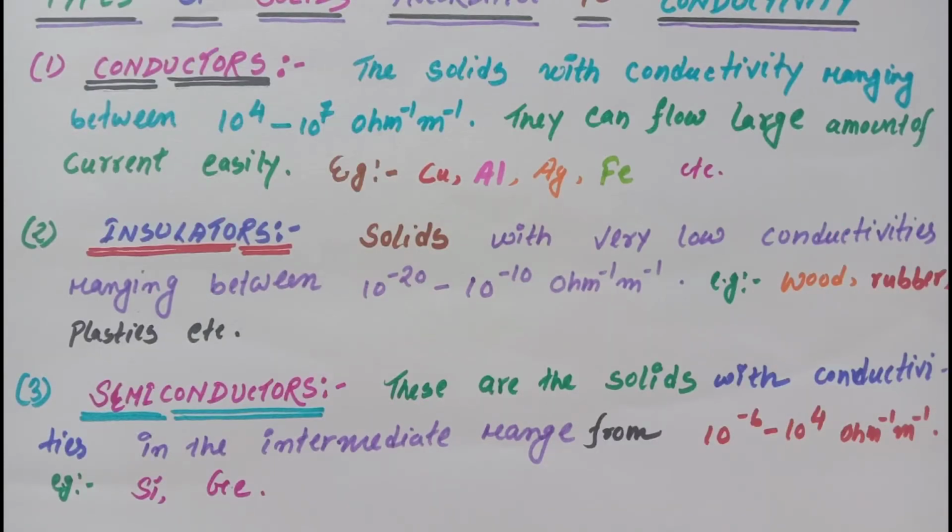The third classification is semiconductors. These are solids with conductivities in the intermediate range, from 10 raised minus 6 to 4 ohm inverse meter inverse. Examples are silicon and germanium. In this portion, we should deal with semiconductors.